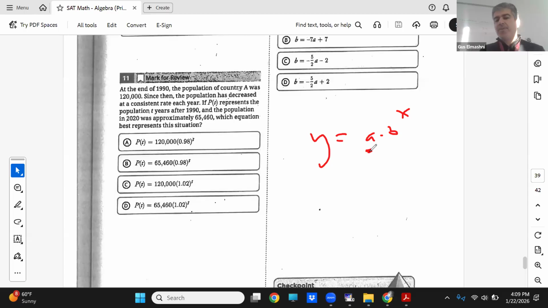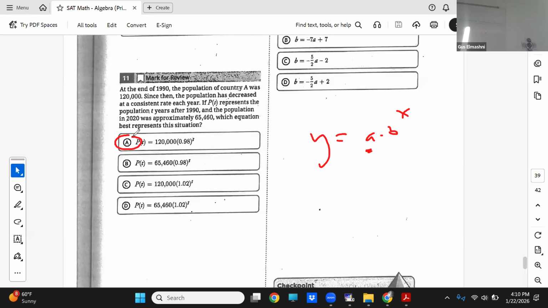So you could look at it and figure it's going to be A. Because between A and C, you're dropping. You don't want 1.02, you want 0.98. Because the population is decreasing from 120 to that. So C would not make sense because that would be an increase. Conceptually, whenever your B value is larger than 1, that's exponential growth. When your B value is less than 1, that's exponential decay. So those are conceptual things that could help you if you know the concept.